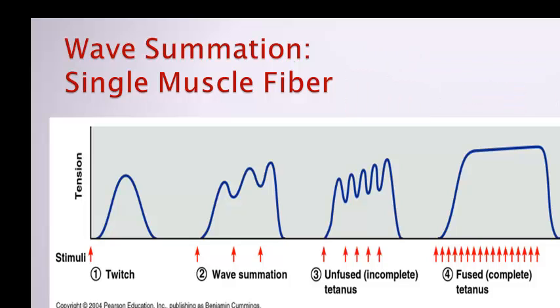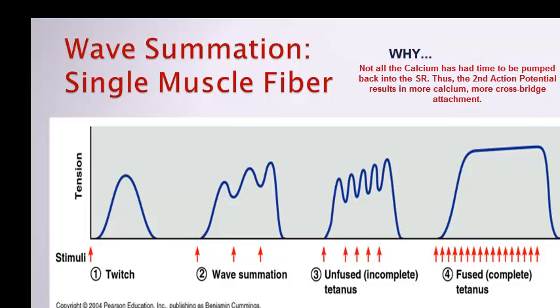Now, the neat thing there is notice that second electrical event, while it's the same strength, results in a stronger muscle contraction. Why? The answer is that, remember, for the muscle contraction to occur, we must increase the level of calcium inside the muscle fiber. Now, during a muscle twitch, all the calcium that was released from the sarcoplasmic reticulum is reabsorbed back into the sarcoplasmic reticulum.